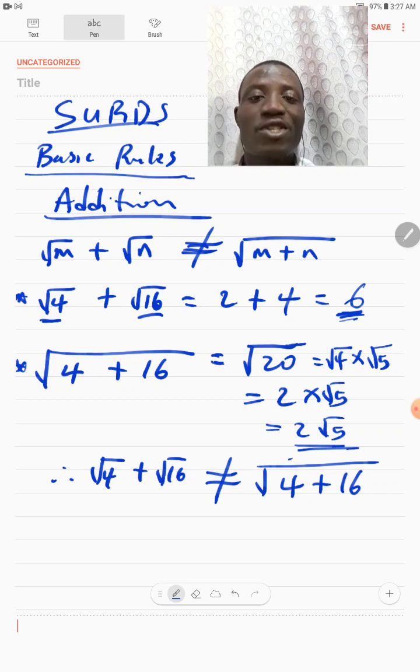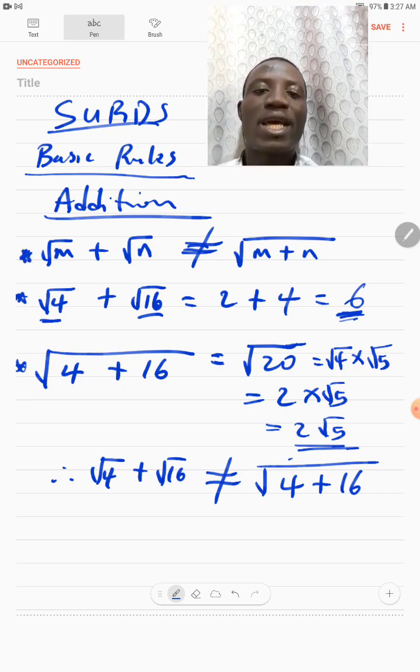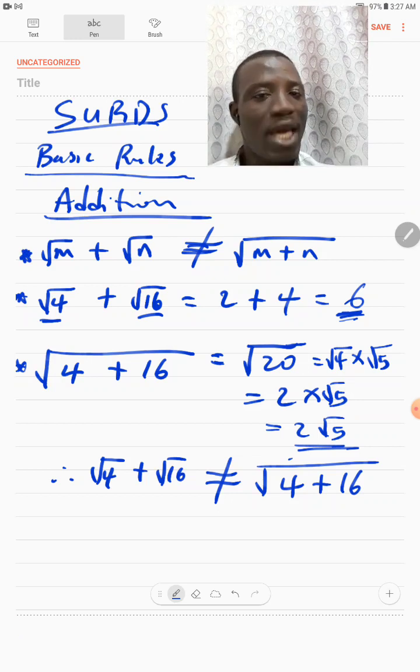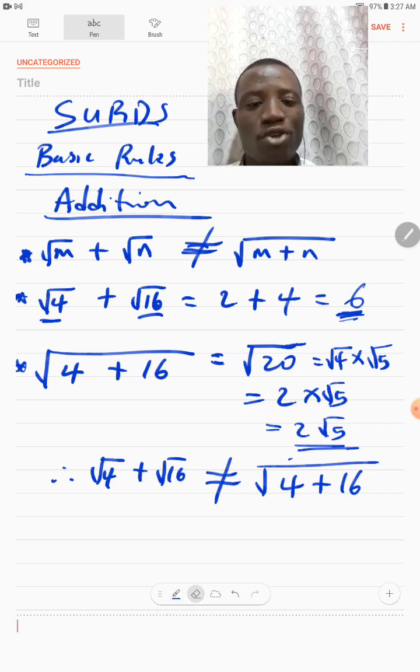So we can establish it as a principle or basic rule that root m plus root n is not equal to all root m plus n under surds. So take note of that. So let's check that of subtraction now.